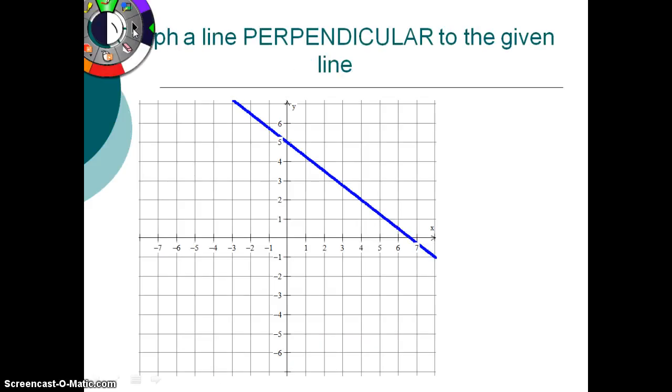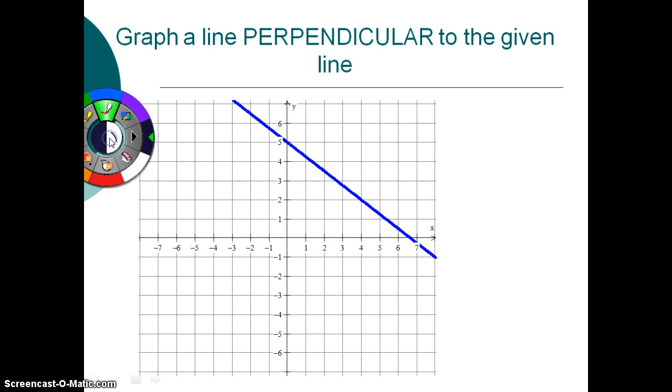Alright, to graph a perpendicular line, you first need to find the slope of the original line. I can see that the slope of this line is going to be down 1, 2, 3 over 1, 2, 3, 4. So that's negative 3 over 4. The perpendicular slope to this will be the opposite reciprocal. That will be positive 4/3.